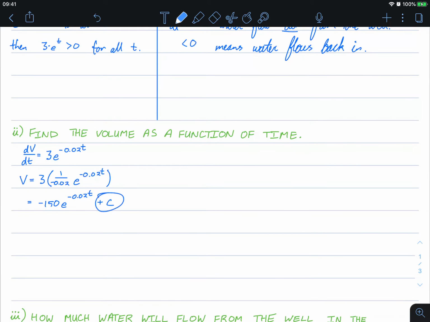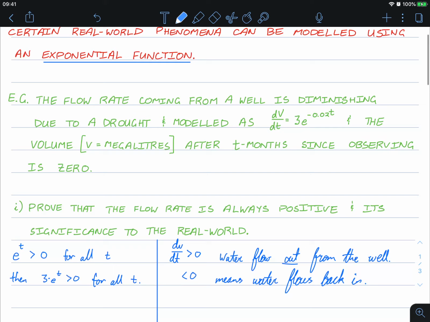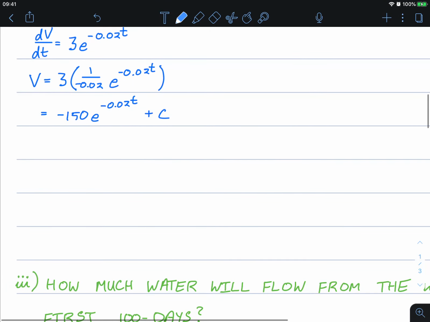In order to solve for this, we need to read back into the question. It says here, the volume after t months since observing is 0. Since observing means the very beginning, at the very beginning the amount of volume that has flowed out is 0. So we can say at t equal to 0, V is equal to 0.